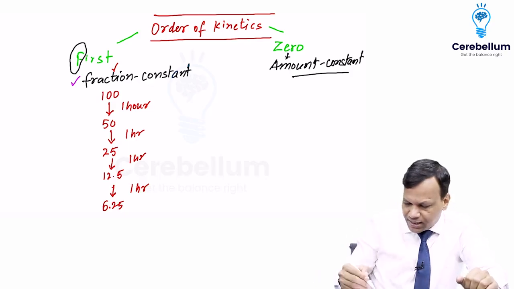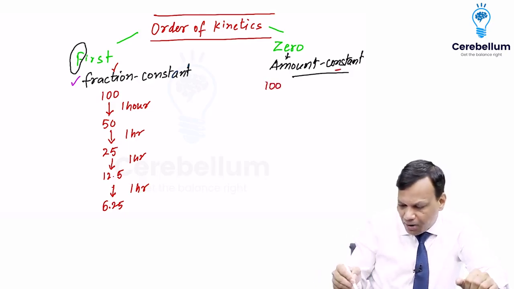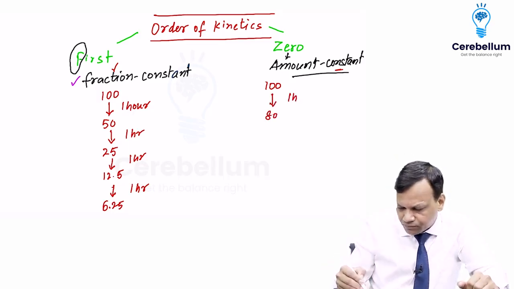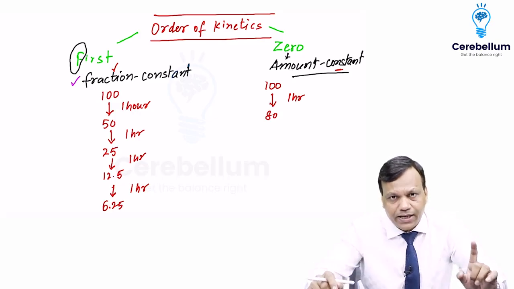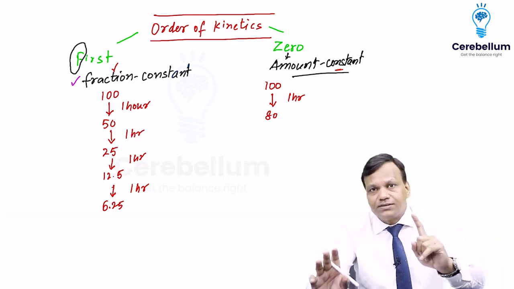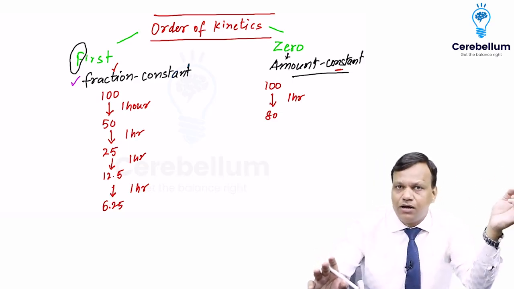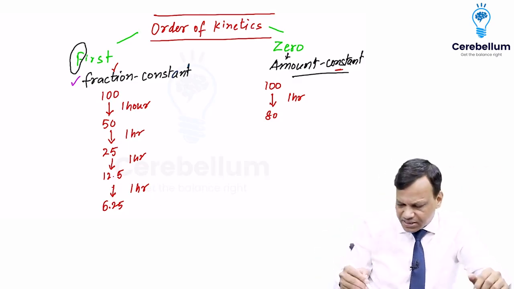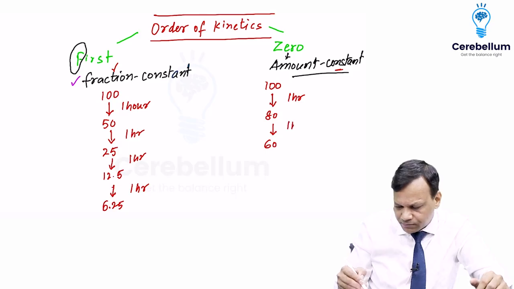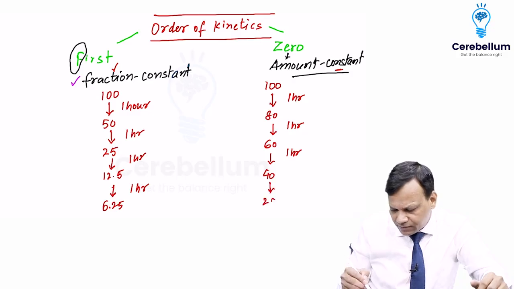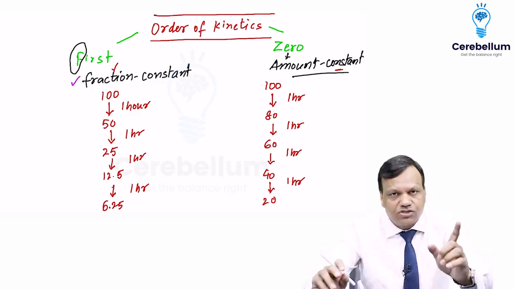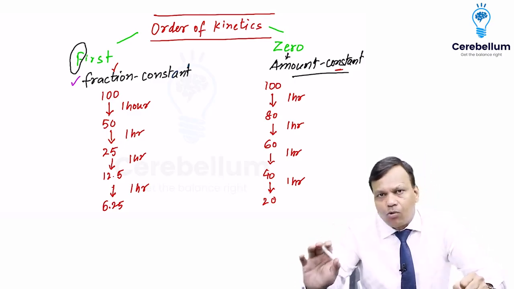Okay. But on the other hand, in zero order kinetics, it is the same amount, not percentage. Suppose it becomes 100 to 80 in 1 hour. How much is eliminated? 20, not 20%. Remember, had it been percent, it would be first order. But here it is amount, 20. So every hour, 20 will be eliminated. Next hour from 80 to 60. Next hour from 60 to 40. Next hour from 40 to 20. And so on. So in case of first order kinetics, fraction is constant. In case of zero order kinetics, amount is constant.